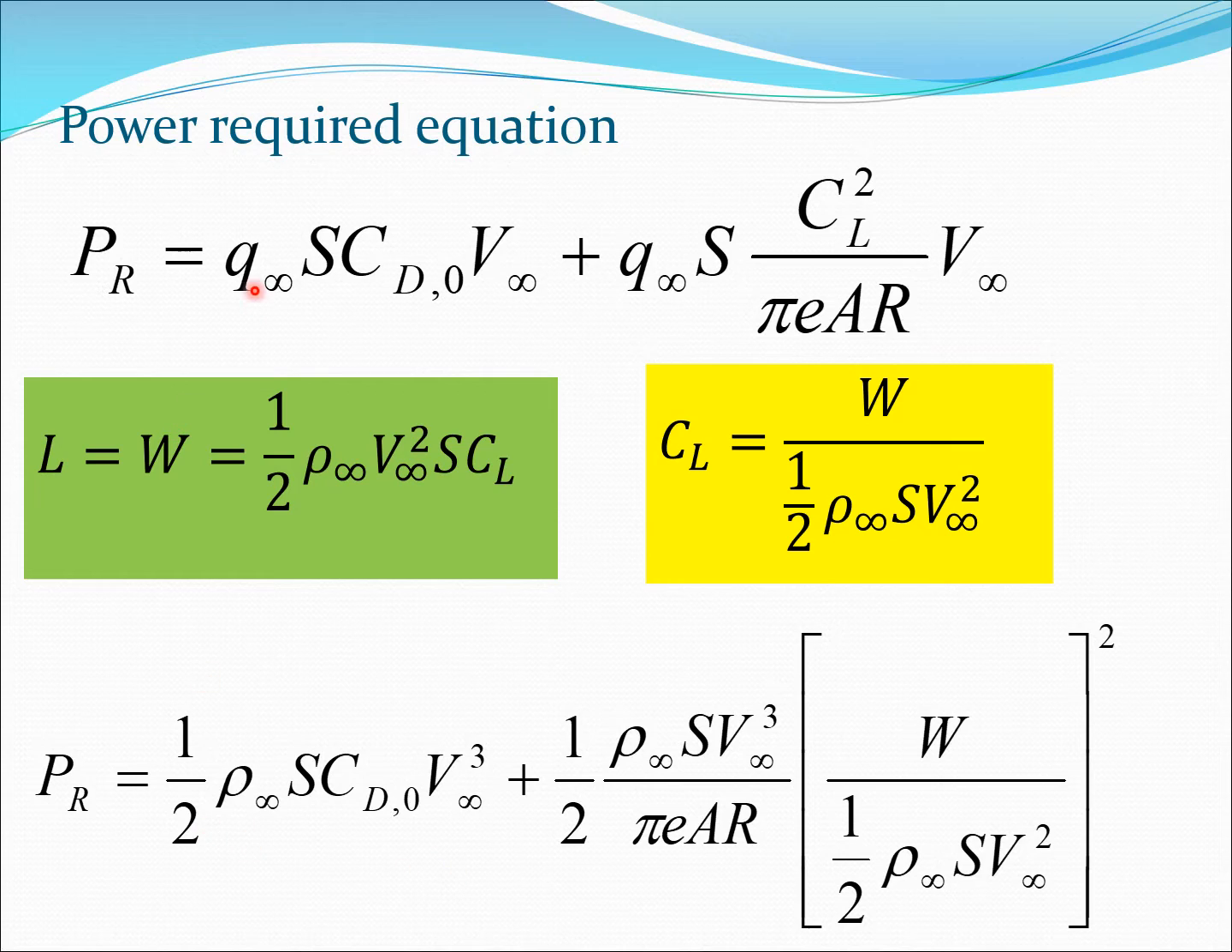And one more thing we have done here is that we have expressed Q infinity as half rho infinity V infinity square. So that's how the V infinity cube term has come here, and here also Q infinity has been expressed in that form, so the V infinity cube term has come, and this term here W by half rho infinity S V infinity square is simply the value of CL being substituted into this equation.